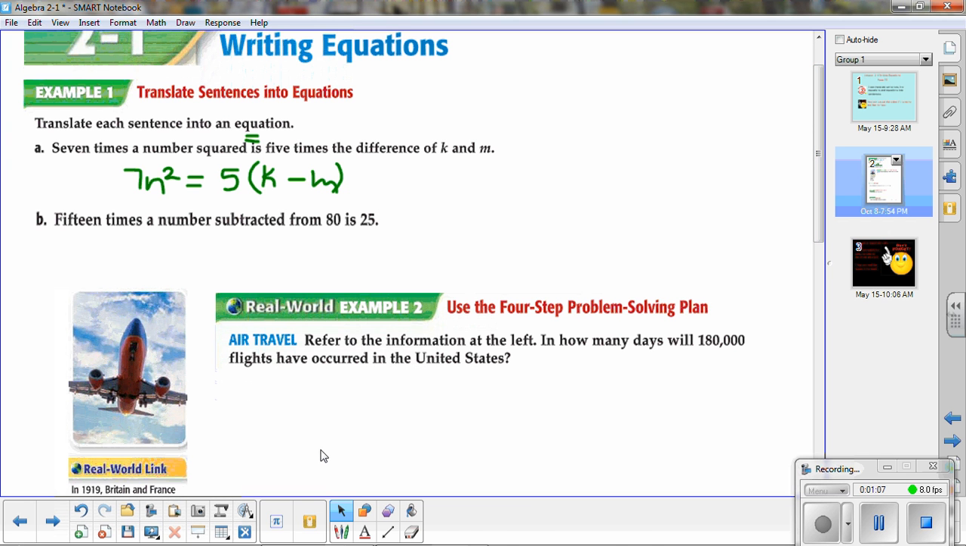"15 times a number subtracted from 80 is 25." Well, 15 times a number is going to be 15n, and we want to subtract that from 80. So we're going to start with 80, and then we're going to take away 15 times a number, or 15n, and that's going to be 25. So equals 25.